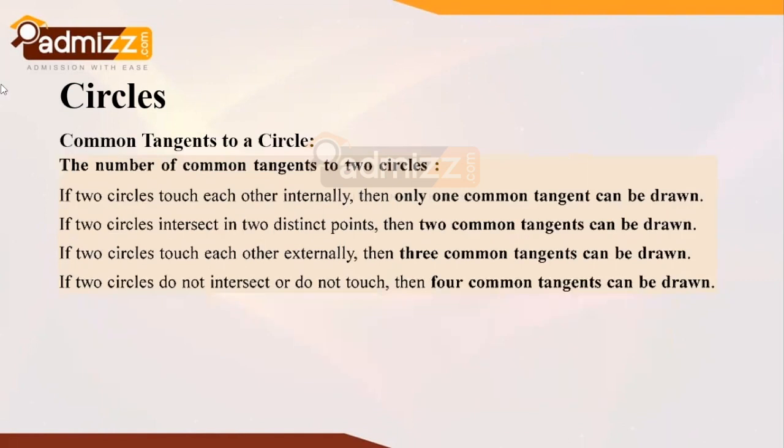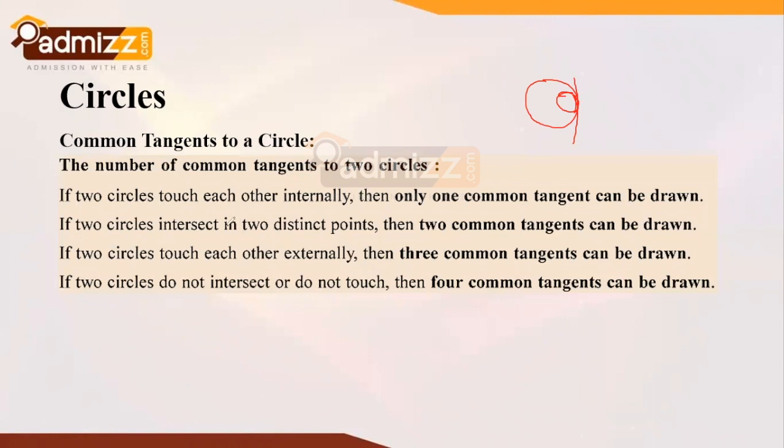Now the further part of the fundamentals, that is common tangents to a circle. So the number of common tangents to two circles: if two circles are there, how many common tangents? Now what is a common tangent? That is a tangent common to both the circles. So if two circles touch each other internally, then only one common tangent can be drawn. Let's say this case can be pictured like this. A circle is given like this, and another circle just touches it at this particular point. So we can construct only one tangent which is common to both the circles.